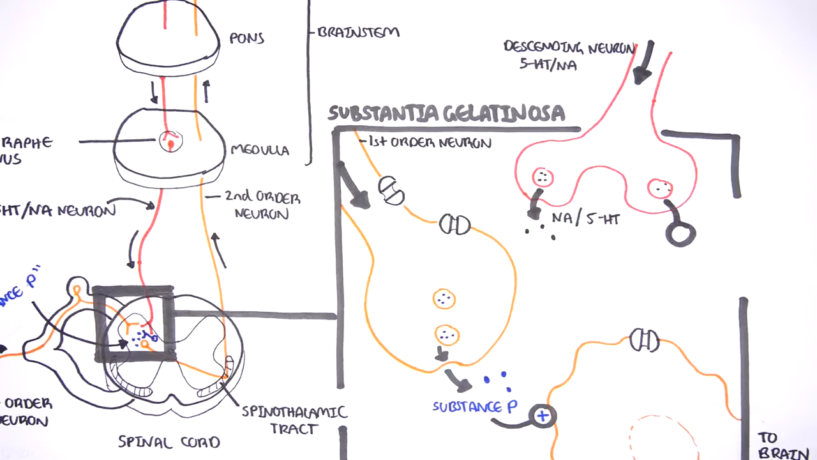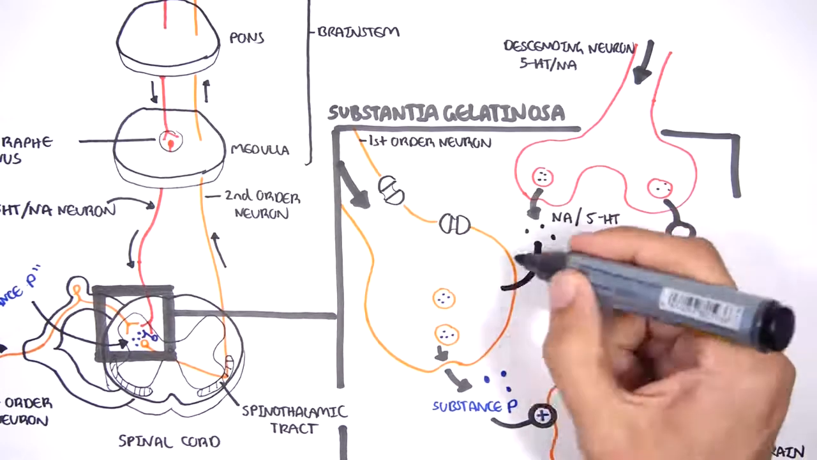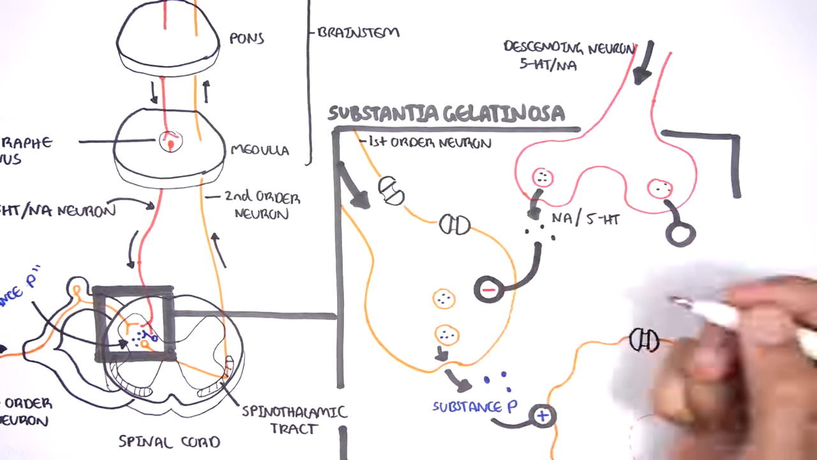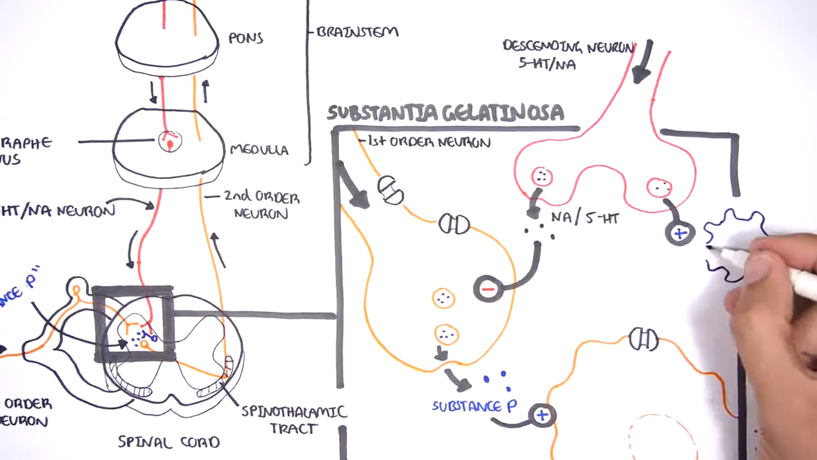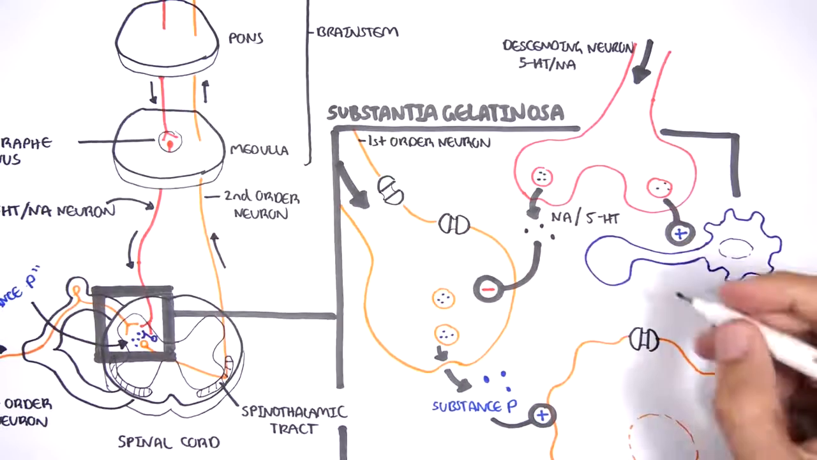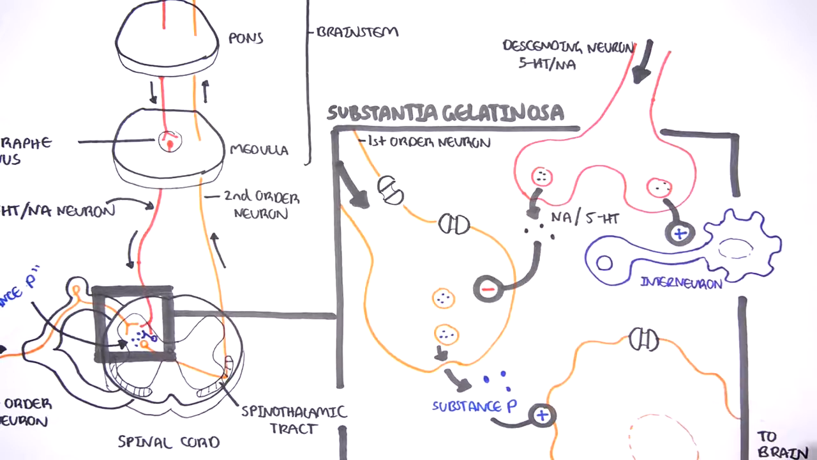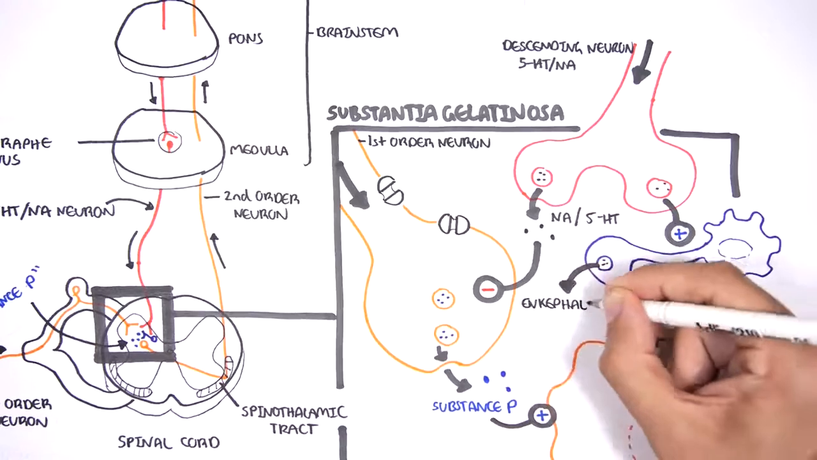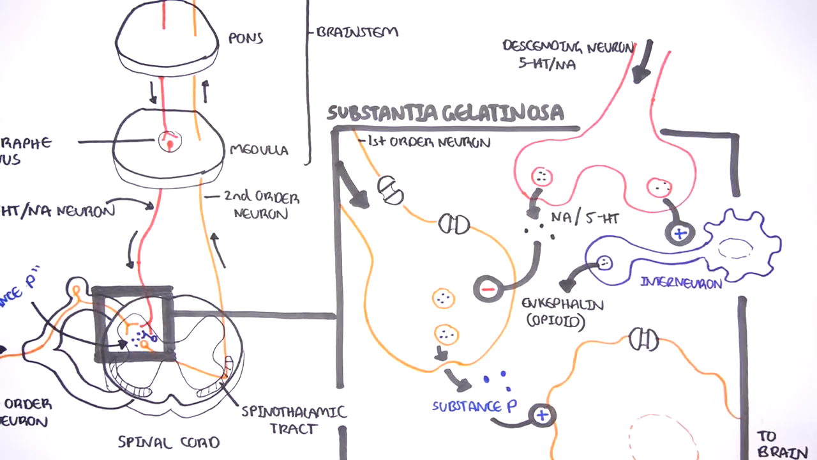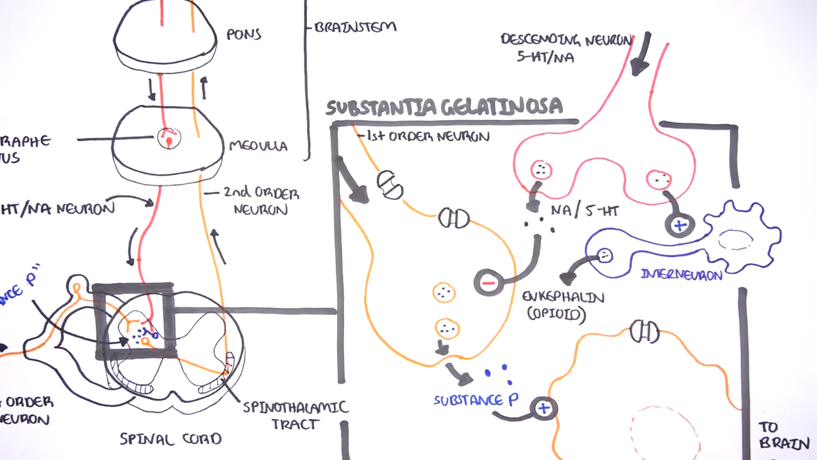These chemicals or this neuron will do two things. Firstly, it will bind onto receptors of the presynaptic neuron and inhibit the release of substance P. Second, it will stimulate a small neuron in an area called an interneuron. This interneuron in the substantia gelatinosa is actually an opioid neuron, which when stimulated will release an endogenous opioid called enkephalin. Enkephalin, like all opioids, will do two things in the substantia gelatinosa.